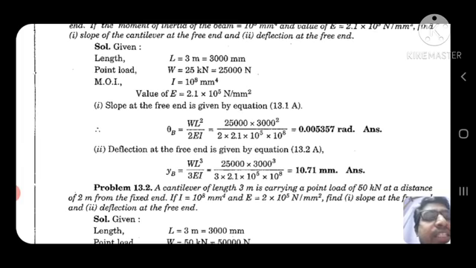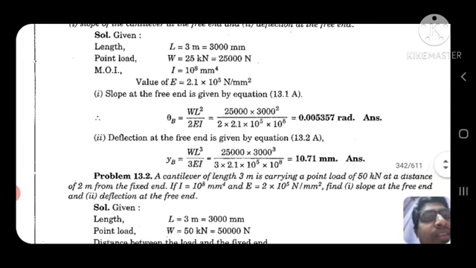Given, length L is equal to 3 meter, that is 3000 millimeter. W is the point load, 25 kilonewton, that is equal to 25,000 Newton. I is equal to 10 to the power 8 millimeter to the power 4, and the value of E is 2.1 into 10 to the power 5 Newton per millimeter square.